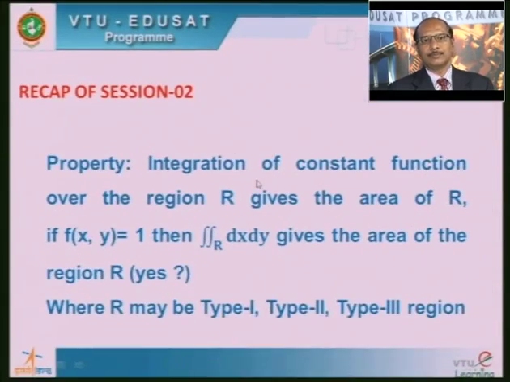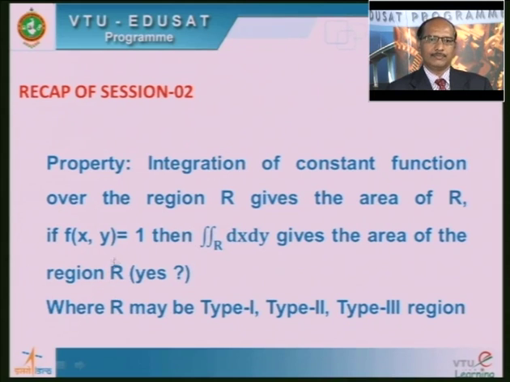And also, the integration of the constant function over the region R gives the area of that particular region. Suppose the function value is 1, that is constant. If f(x,y) is 1, then the double integral over the region R of dx dy gives the area of that region. If your region is a rectangle, you will get the area of a rectangular region. If your region is bounded by curves, that gives the area of that particular region.